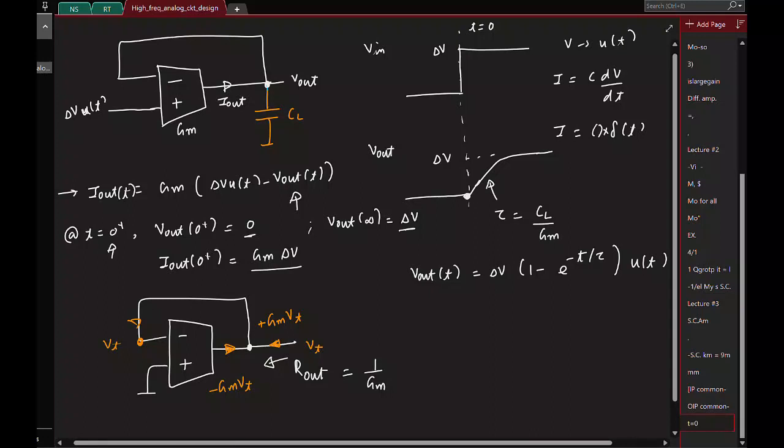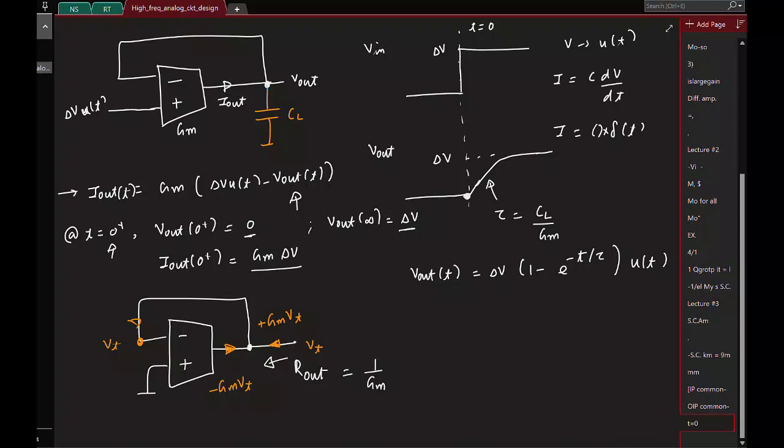Okay. Great. So now let us say I am interested in the rate at which the output increases, that is, I am interested in the slope. At what time instant do you think this slope is maximum? Look at this waveform. This is the waveform for V out. At t equal to 0, right? That is when you have the maximum rate, and then it slows down.